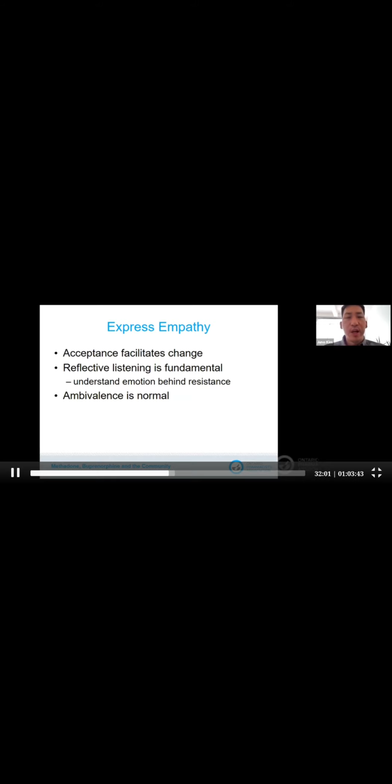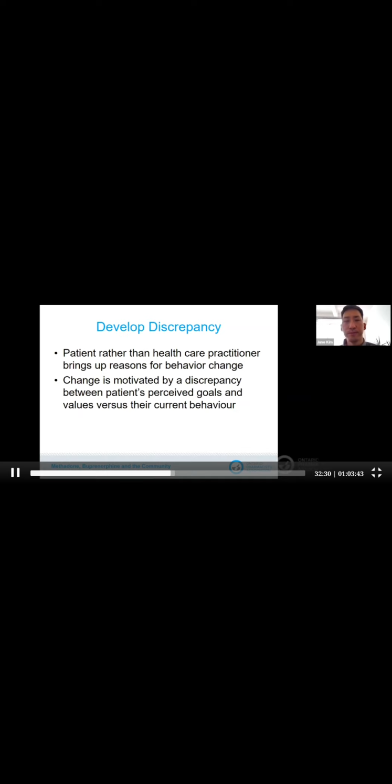So in terms of expressing empathy, we know that acceptance facilitates change. So we want to use something called reflective listening, which is fundamental in MI. And we're understanding the emotion behind the resistance, and also acknowledging that sometimes the ambivalence of the patient is normal, and we're working with the patient in terms of changing their ambivalence.